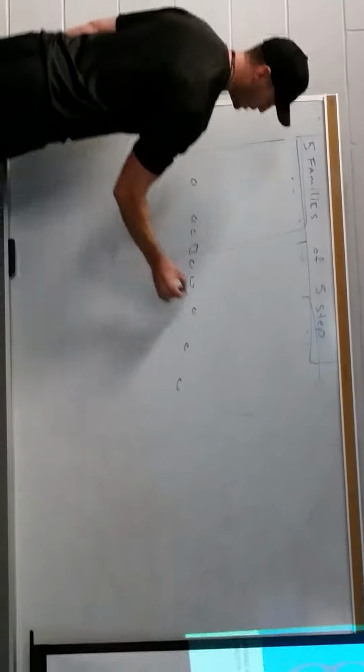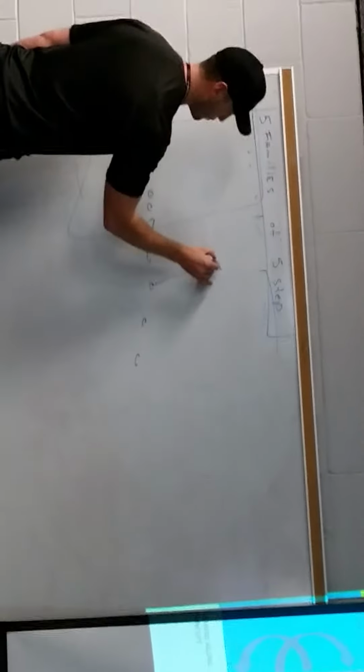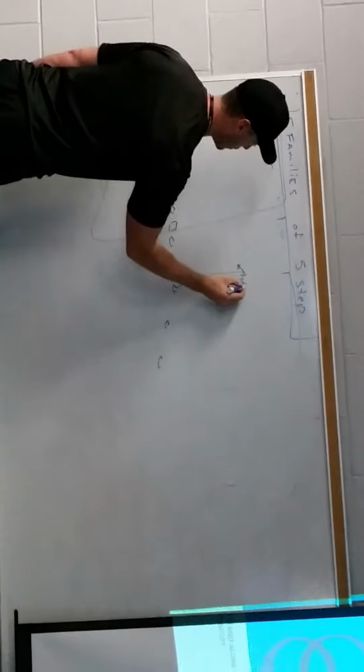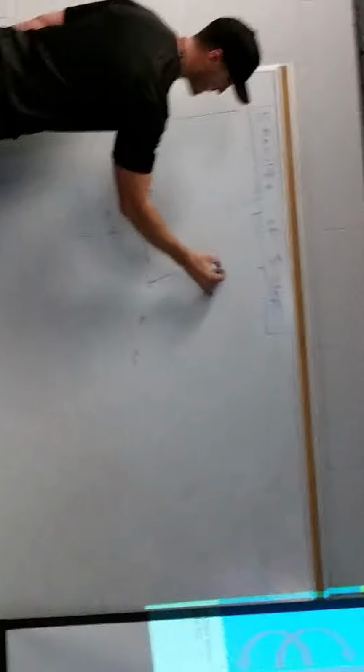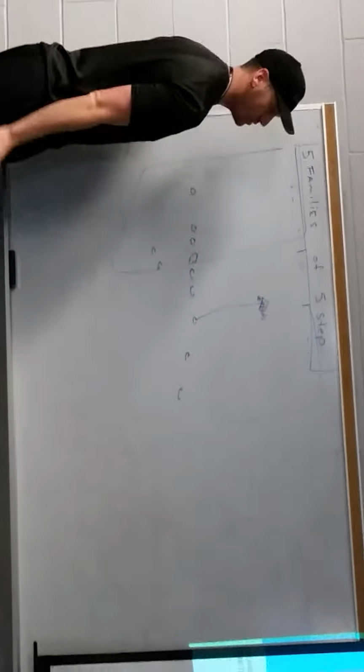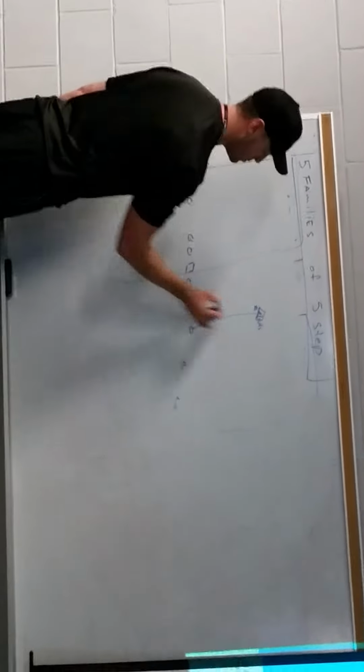So what we're going to do here is we run this number 3 receiver on what we call a sit route. He's going to sit down at 9 yards, depending on his speed. If he's a fast guy, you can put him at 10. But this is a rhythm stop route. That means we can hit this on rhythm. If it's a tight end or slower type, he has to be at 9.